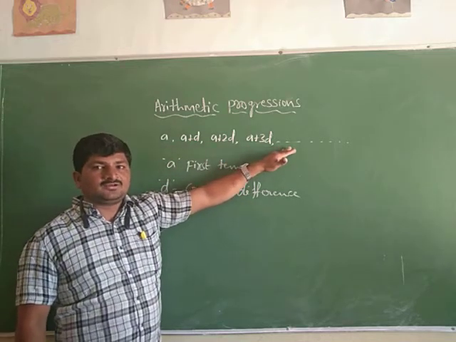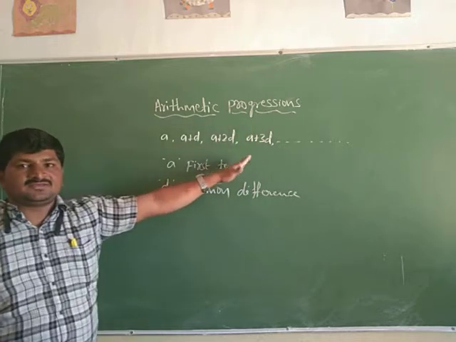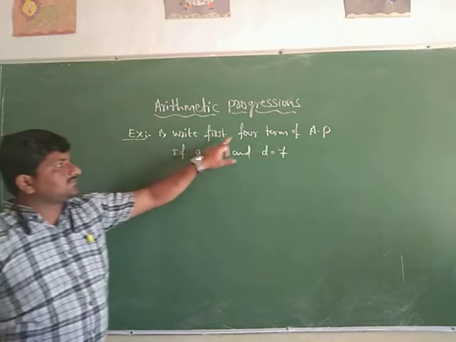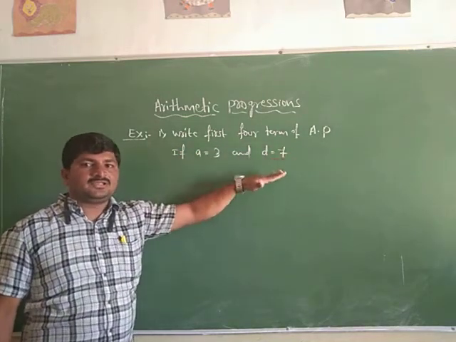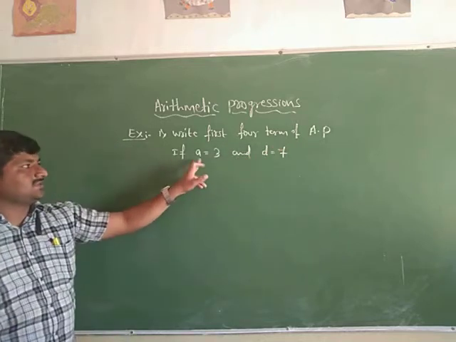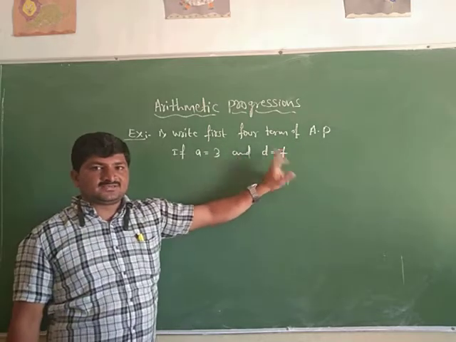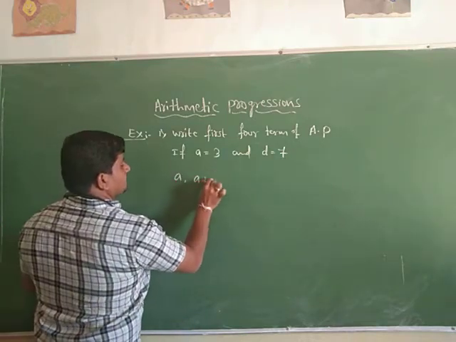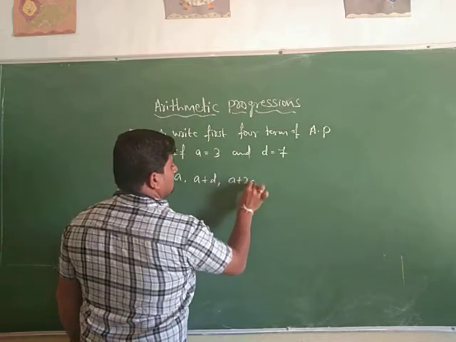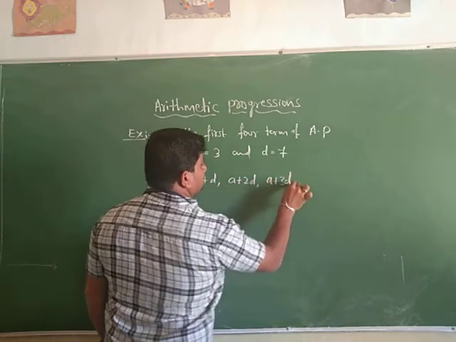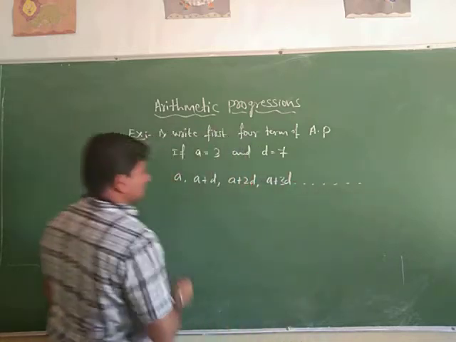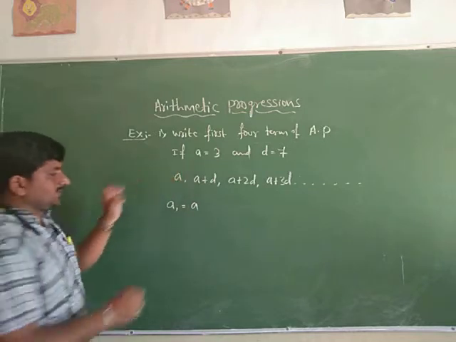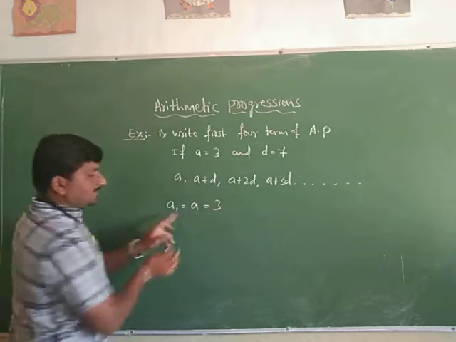Now we find the arithmetic progression by giving some examples. The first example: write the first four terms of the AP. Here they have given a equal to 3 and d equal to 7. First we write the general form: a, a plus d, a plus 2d, a plus 3d, and so on. a1 is nothing but a, which is given as 3. The first term of the AP is 3.